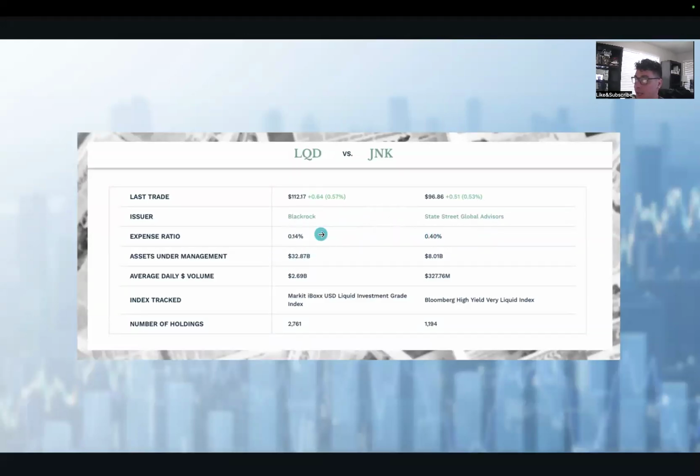Now, LQD only has an expense ratio of 0.14%. JNK has an expense ratio of 0.4%. So the expense ratio is a little bit higher on JNK. What that means is that's basically a percentage that you would be paying, okay? If you were to hold these for a year, that's the expense ratio that you would be paying.